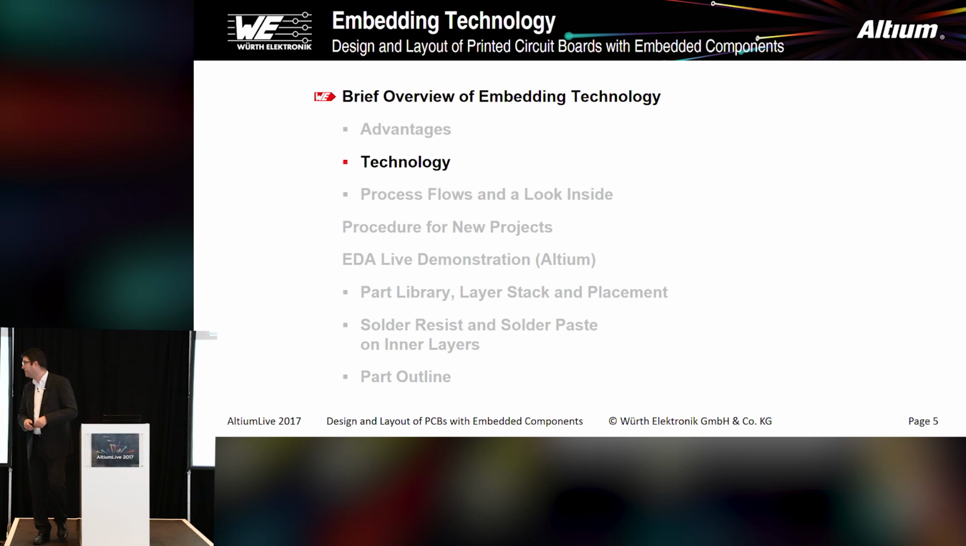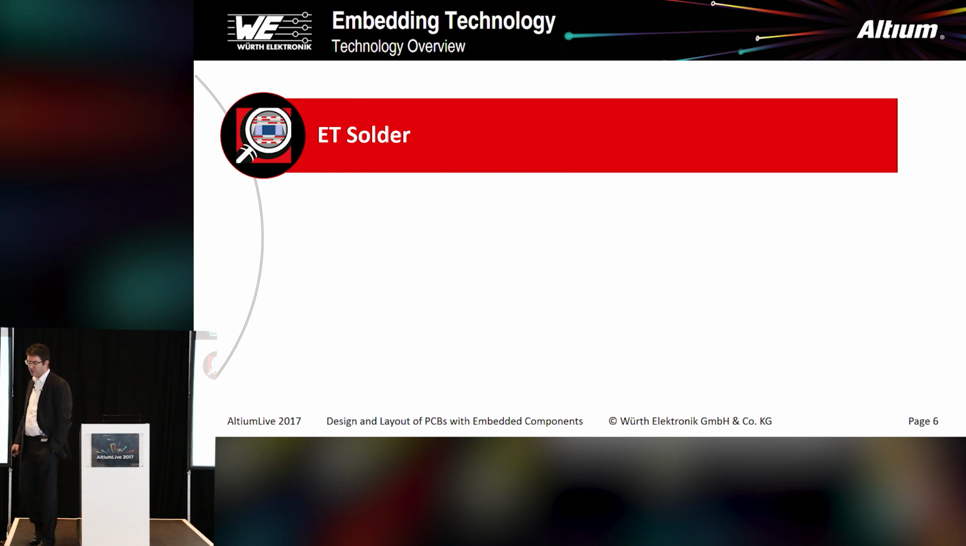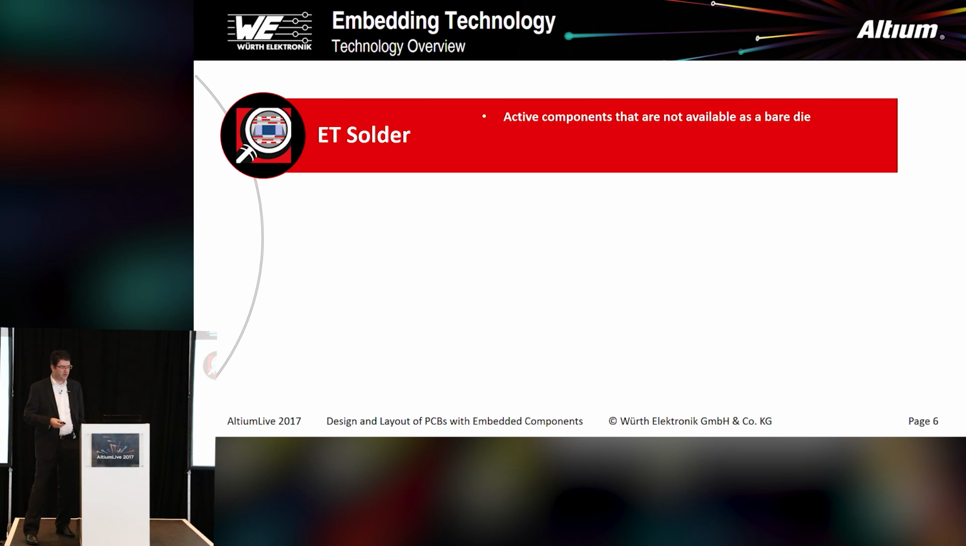But how it's being done, that's the question always. So there are basically worldwide 3 different technologies. The first one, I just call ET solder for embedding technology solder, because it's based on a solder technology. It's pretty straightforward because basically you use what you already know. And what do you know? You know components on the outer layers being soldered onto your board. But now we do not solder them onto the outer layer. We want to solder them on the inner layer.